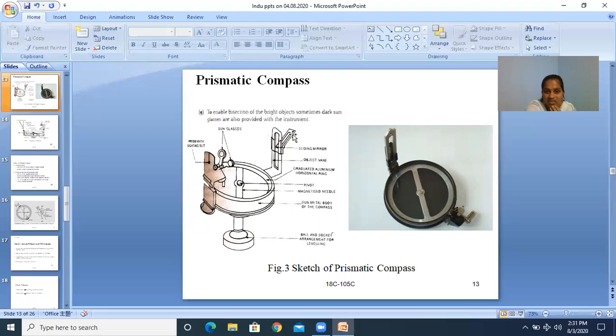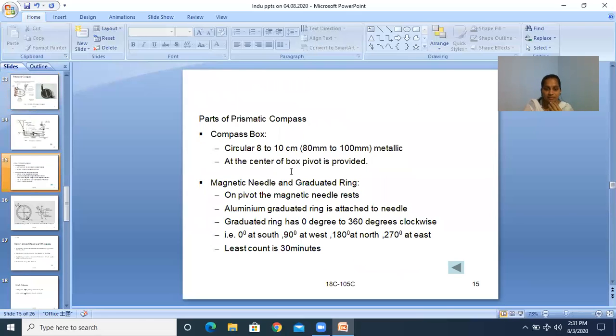So this is the mirror. This mirror is used to see a far away object through the mirror on this object vane. So that is the purpose of providing that mirror.